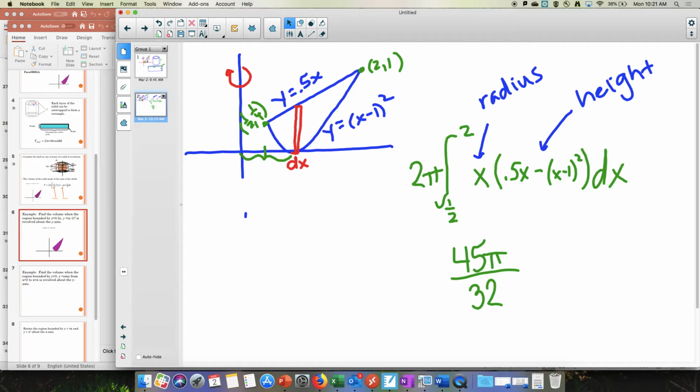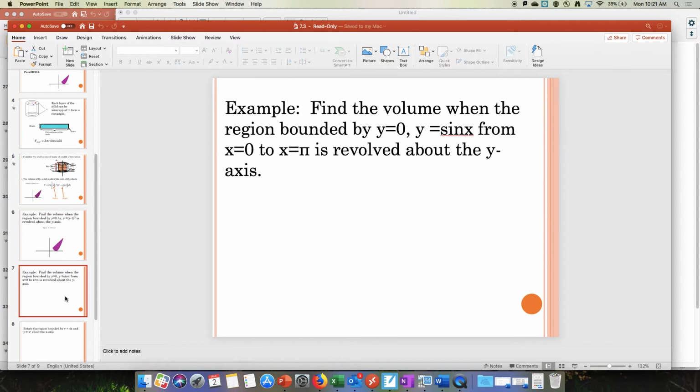Yep. This year I have 11. Last year, how many did I have last year? I think my biggest class has been 15. My smallest class has been 5. So that's when I first started teaching it.